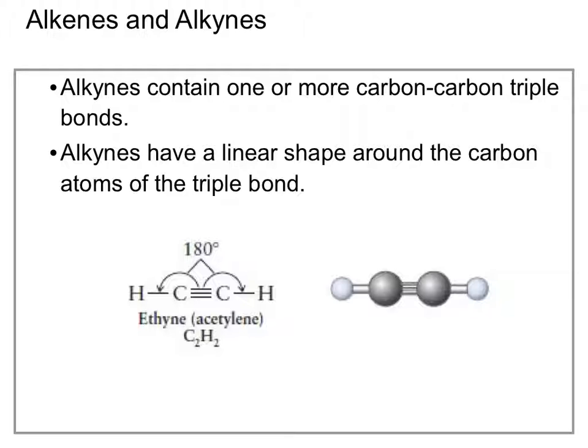And finally, alkynes contain 1 or more carbon-carbon triple bond. Due to the VSEPR arrangement of electrons, alkynes will always have a linear shape around the carbon atoms of that triple bond. Here we see an example of ethyne, eth because we have 2 carbons, -yne because that is our suffix for a triple bond. The common name of ethyne is acetylene, and so this is the compound used in oxyacetylene torches.